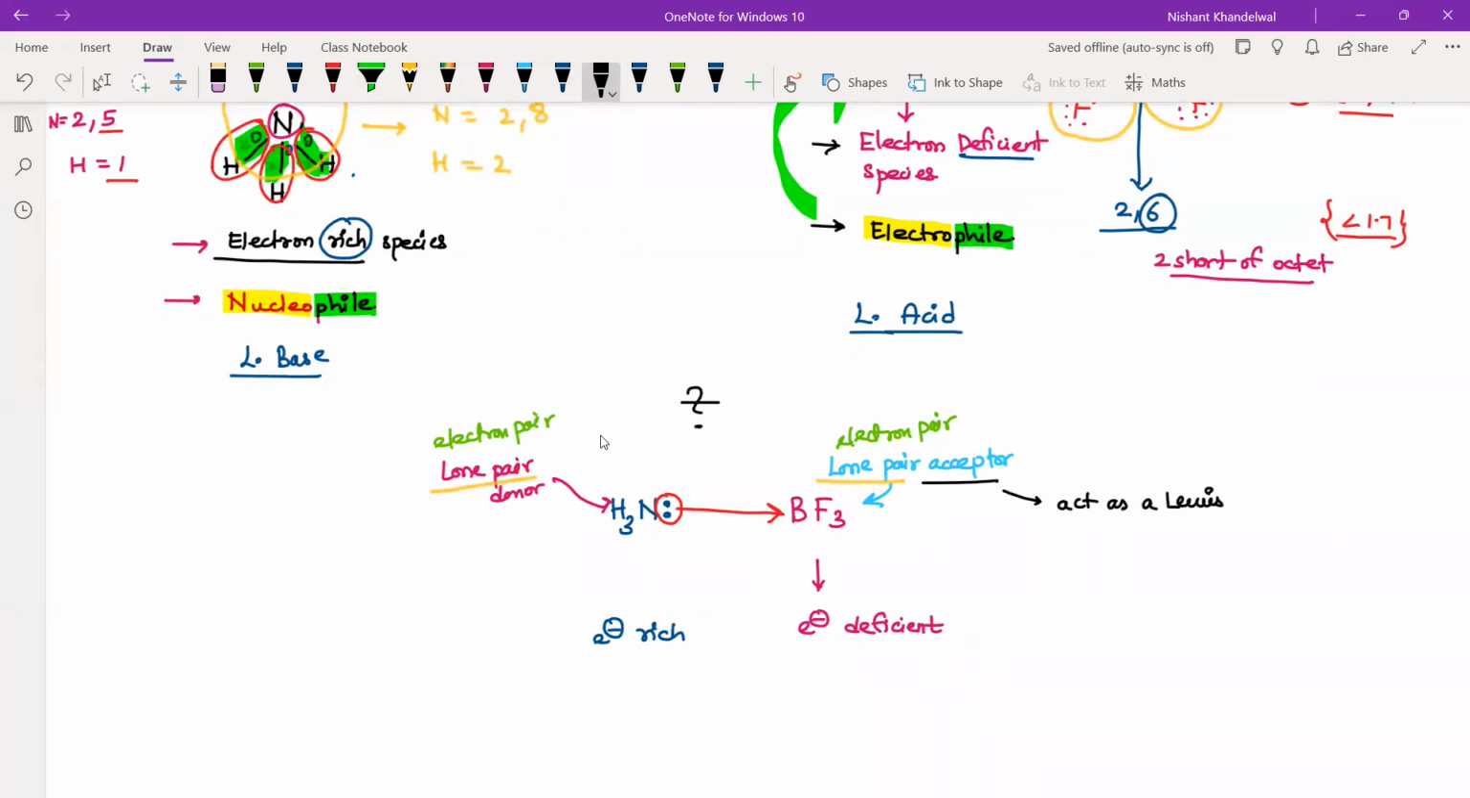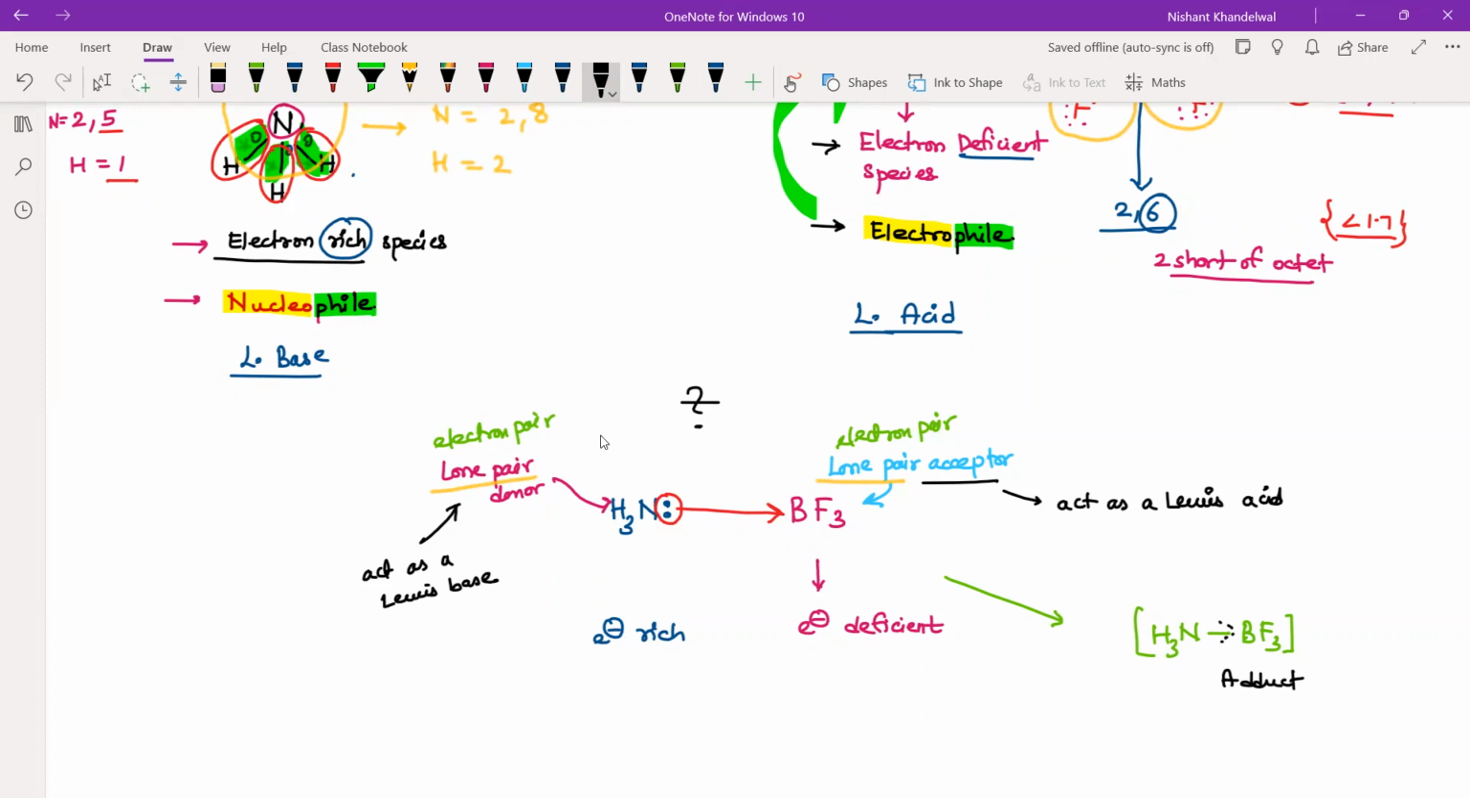Because this is a lone pair acceptor, it can act as a Lewis acid. And because this is a lone pair donor, it acts as a Lewis base. Now what happens when we do this reaction or bond formation? I can write NH3, then a bond, then BF3, or you can write it in a bracket, and this is known as an adduct. In some books there is an arrow like this. But this is a new compound formed out of this.